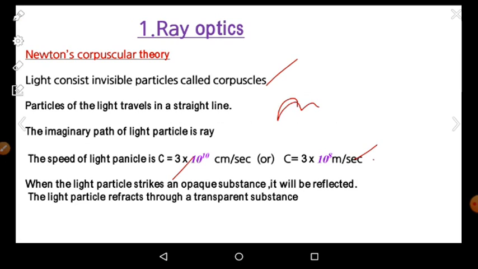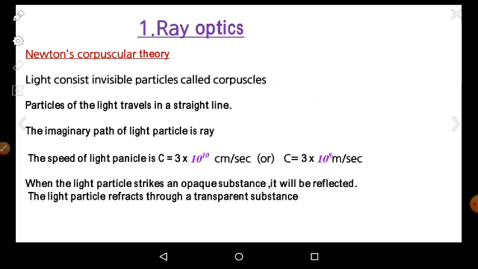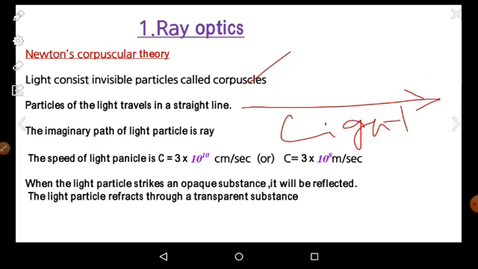So, in the air or in the vacuum, the speed of light is denoted by c, 3 multiplied by 10 to the power of 8 meters per second. And these particles, which are known as Newton's corpuscles, travel in a straight line, which is called a light ray. A ray is an imaginary path of a light particle and is indicated by an arrow mark.